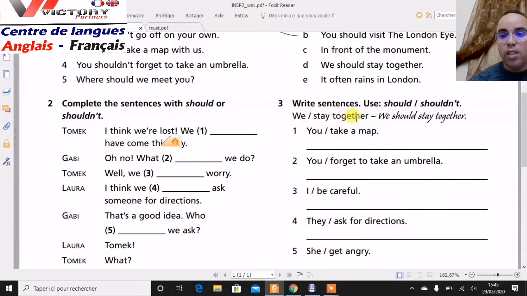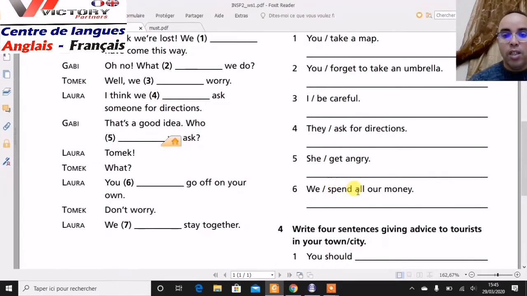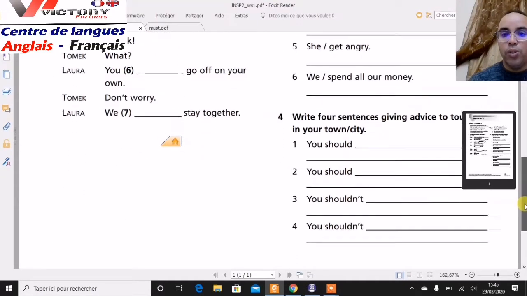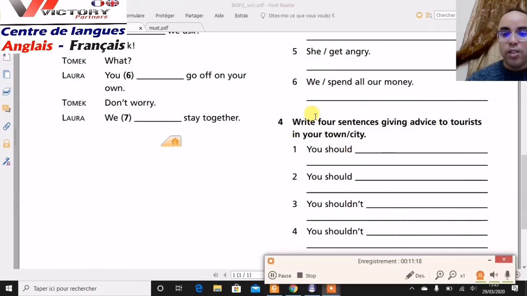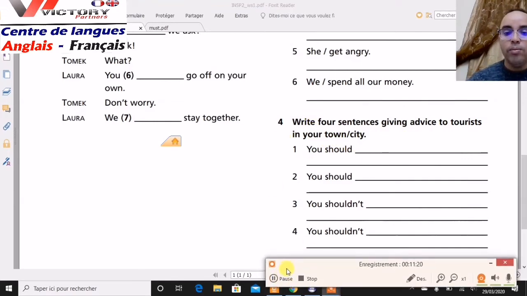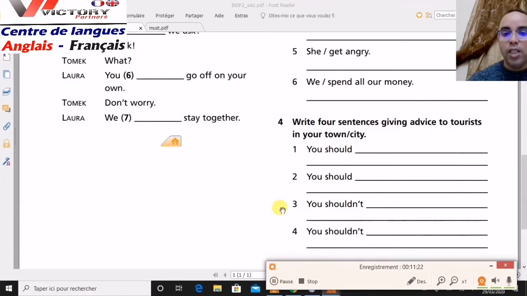We stay together. We should stay together. Do the other exercises, please. And exercise number 4. Write 4 sentences giving advice to tourists in your town or city. So try to write 4 sentences here. This is your exercise.